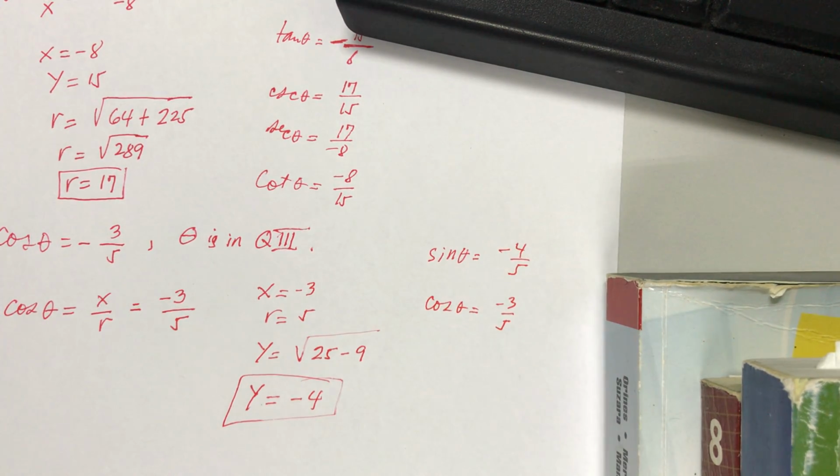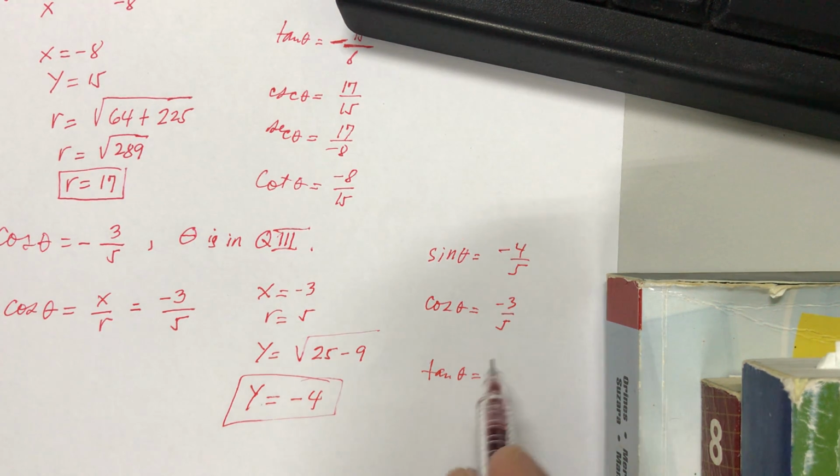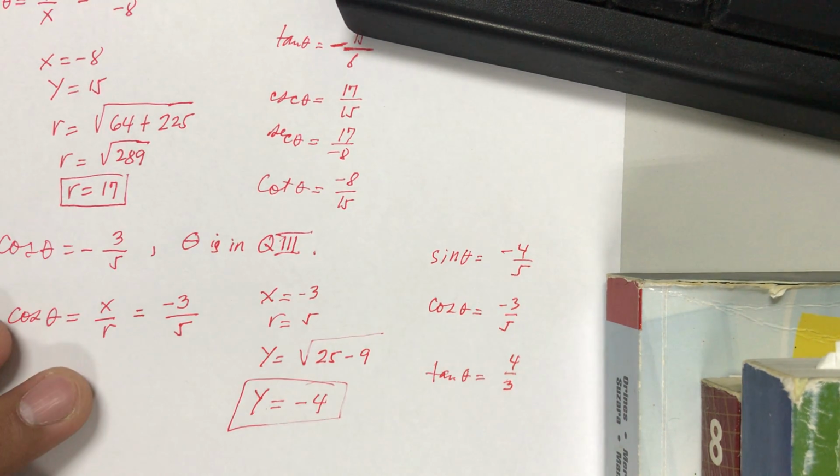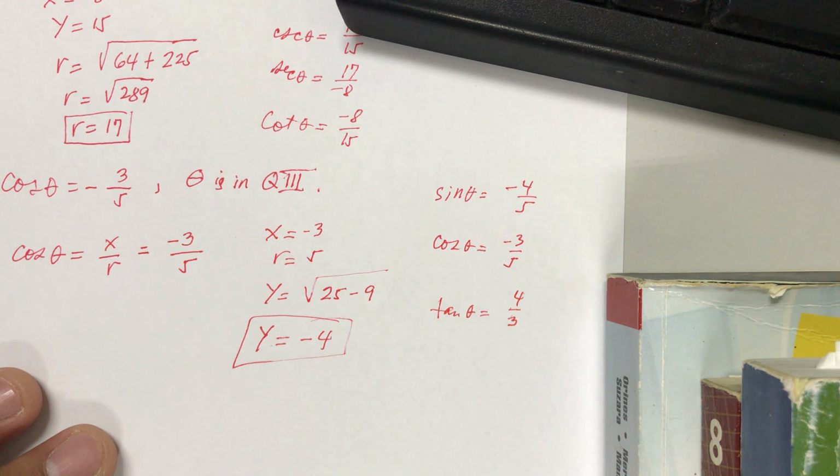Tangent theta, which is y over x, negative 4 over negative 3, is positive 4 over 3. Negative divided by negative is positive. In a separate video later on, I will show you the signs of function values. Tangent theta in quadrant 3 is positive.